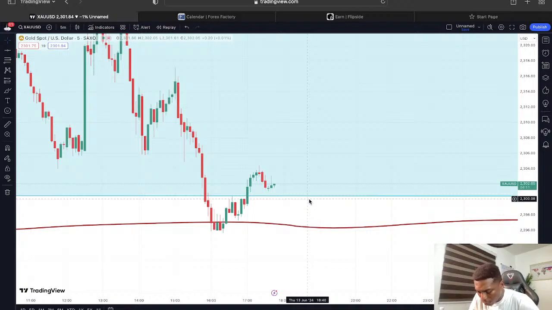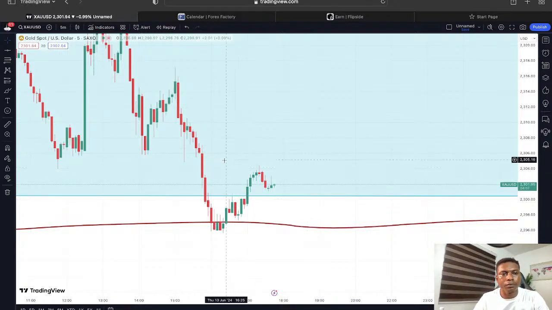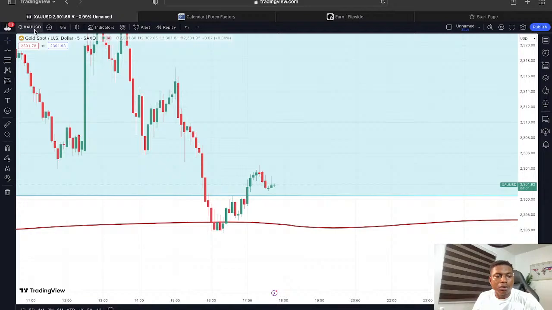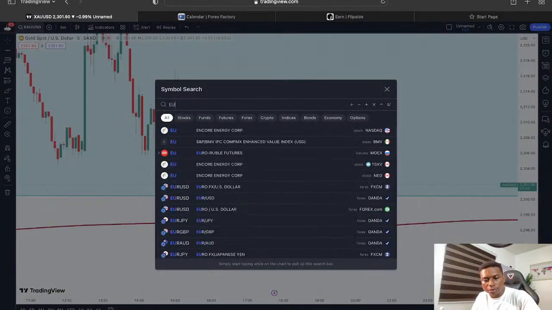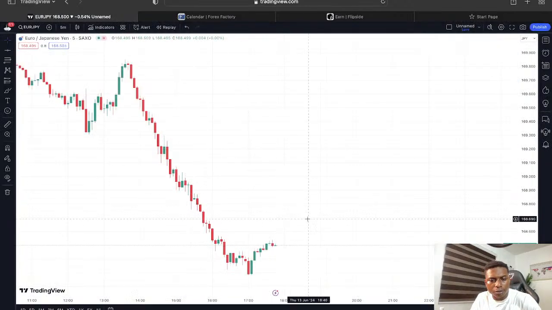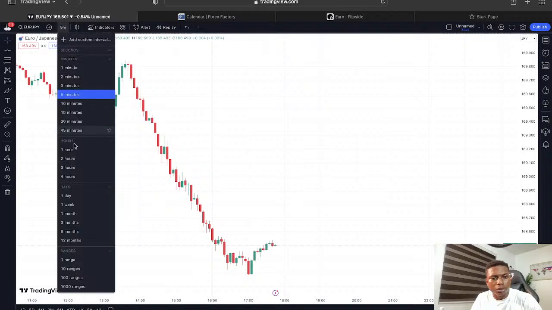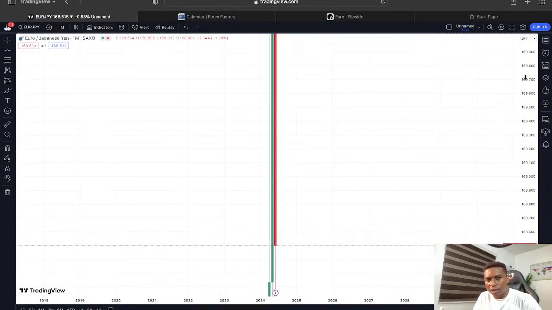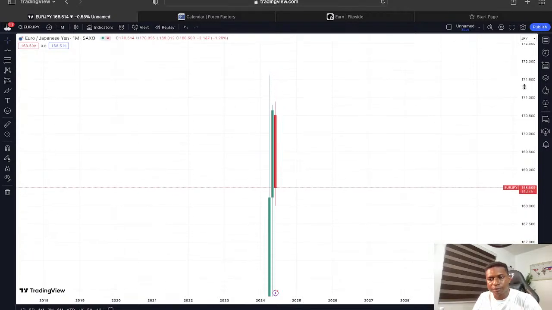Any other question? Okay, someone said we should analyze Euro JPY. Okay, that would be one would look into for today. So let's look at it from the higher time frame.